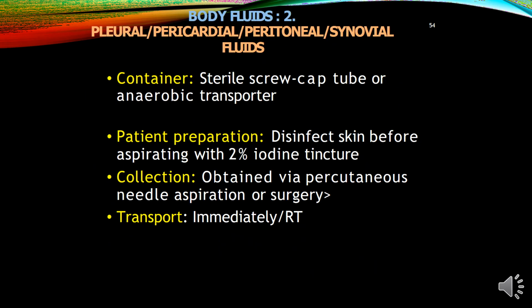So next is pleural fluid. Pleural fluid, pericardial, peritoneal and synovial fluids. The container should be sterile and capped. Patient preparation here is that you have to disinfect the skin before aspirating, with 2% iodine tincture. Collection is done by percutaneous needle aspiration or surgery. Transportation is immediate, at room temperature.